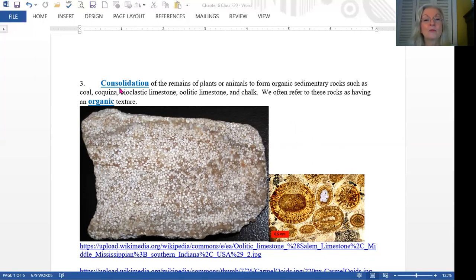Coal is an example. Oolitic limestone is sort of a special example. This is a photograph, well, two photographs of it. Oolitic limestone is made of little teeny tiny round things, oolites. They're about the size of a pinhead, but can be larger. And the oolites are sort of naturally occurring rock pearls, if you will.